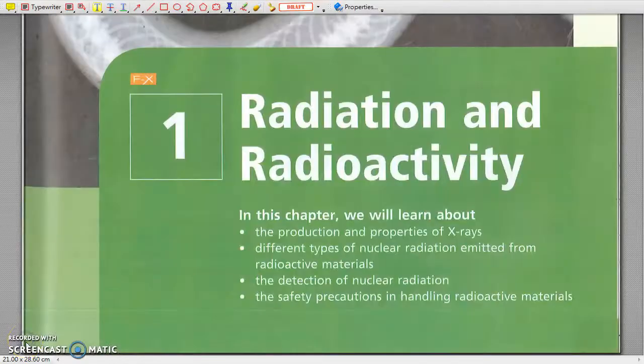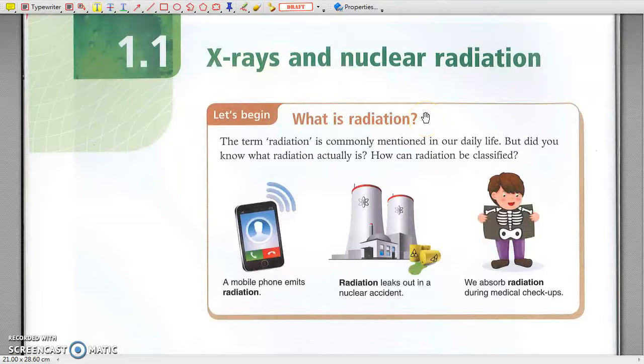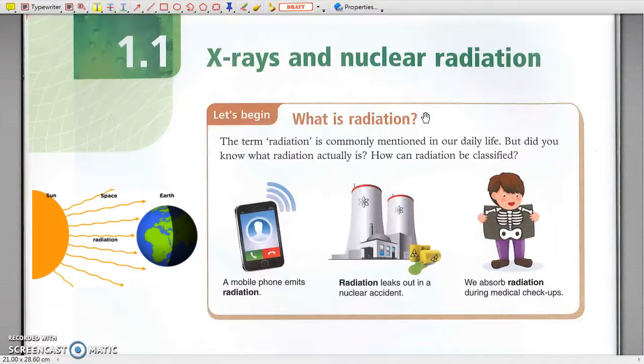Chapter 1, Radiation and Radioactivity. 1.1, X-rays and nuclear radiation. Let's begin. What is radiation? In general, the word radiation in physics may refer to 1. Heat radiation, which is basically infrared radiation.